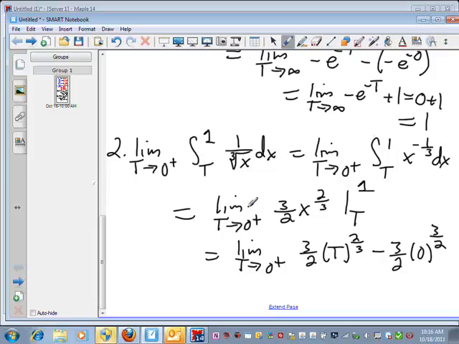You changed the exponent fraction to 3 over 2. I'm sorry, it is 2/3, thank you. Okay.